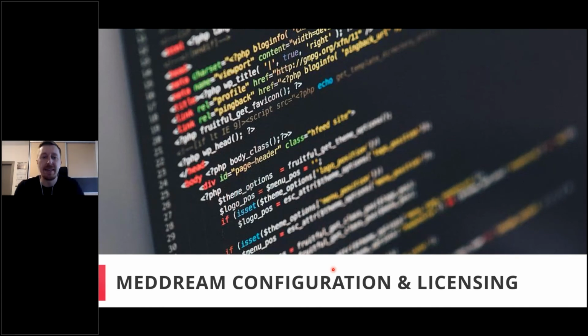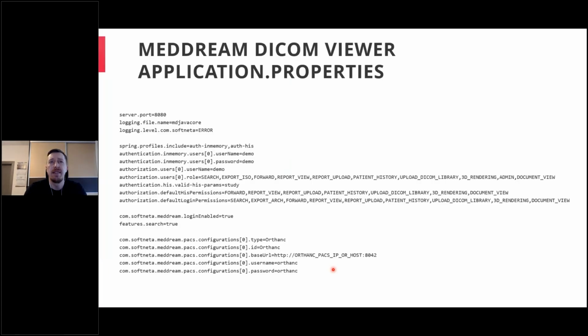Another important thing is MedDream configuration and licensing. As discussed today, I have mentioned a few times this application.properties. This would be, I would say, the most important file where you will make the changes. Of course, there are other files and other places where you would configure some settings, but in this file, you would configure, let's say, the MedDream port on which it is running. You would configure the authentication methods. Does it have an in-memory user, or does it have only authentication by study integration, patient ID, or something?